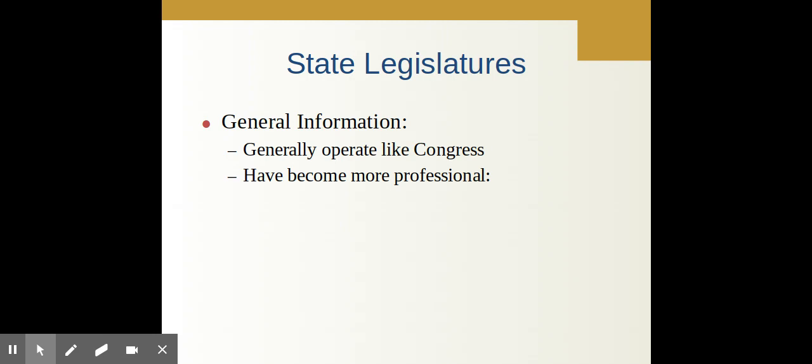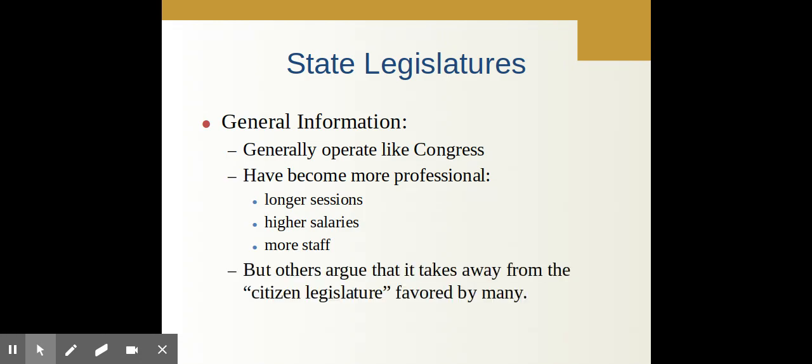State legislatures generally operate like Congress. They have committees. They go by seniority. They split between parties, and each of the parties elects leaders. Many of them do have longer sessions. Many of them do have higher salaries, and the point of that, of course, is to try to get as many people to run as possible instead of just wealthy people, because if you didn't pay them, only the rich would run. Also being given more staff, so that way they can research and ask better questions when laws are proposed. But others argue that this is taken away from the fact that average people who just do this part-time and only put in a few hours, otherwise known as the citizen legislature, and they say that's harmed that and helped it go away.